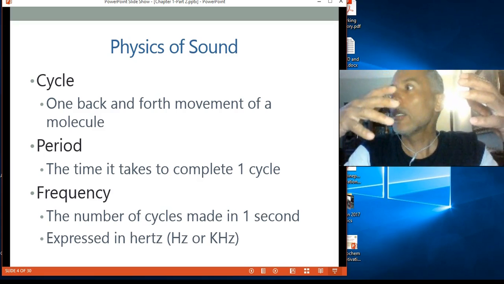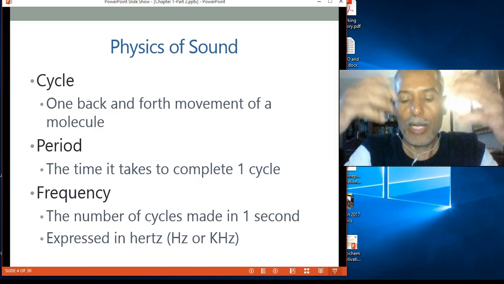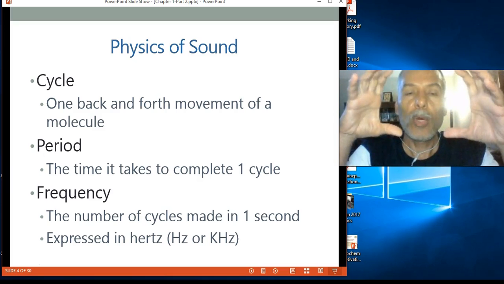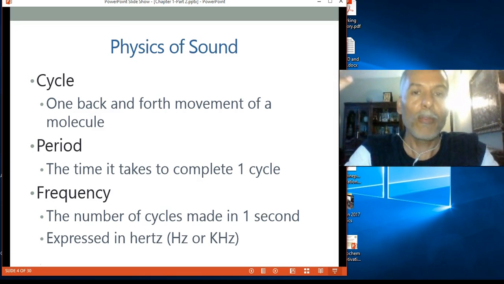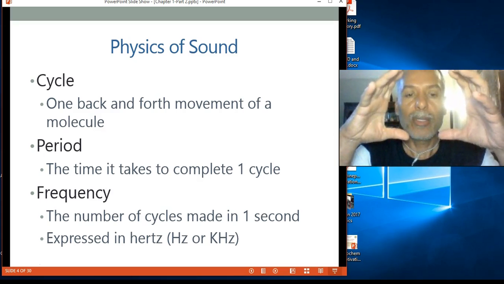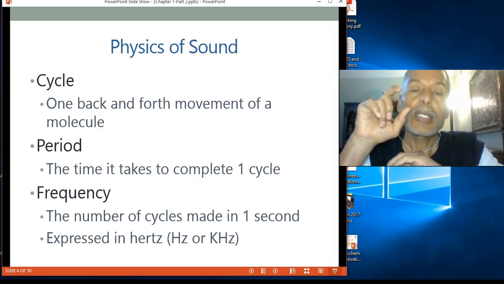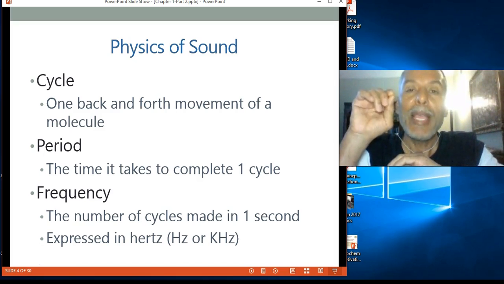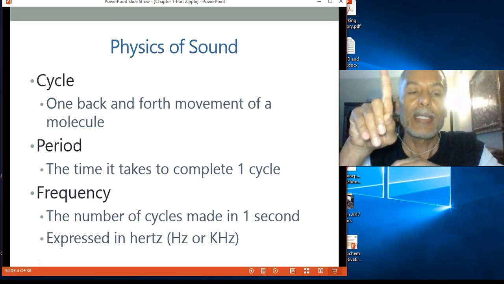How frequently do we have rain? Well, if you have 1 unit of 1 month, we have rain about 5 times a month, or maybe 10 times a month. The entire month, this is all the rain that you have. So frequency is the number of cycles that are made in a single second.